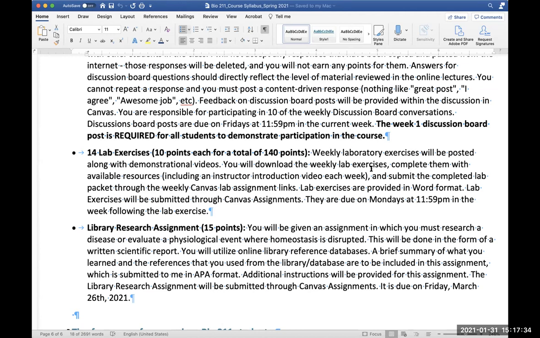So actually all of your assignments are due on Fridays at 11:59 p.m. with the exception of your lab exercises, which are due on Mondays at 11:59. That just gives you a little bit more time to work on the lab should you need it. So lab exercises are graded based on completion. So make an effort to get it done.